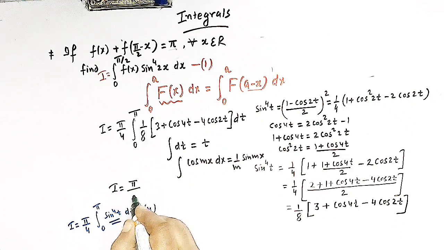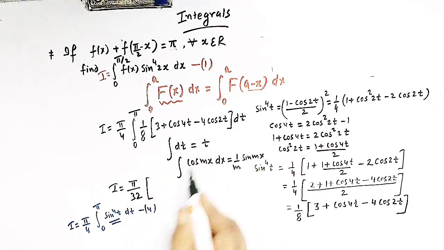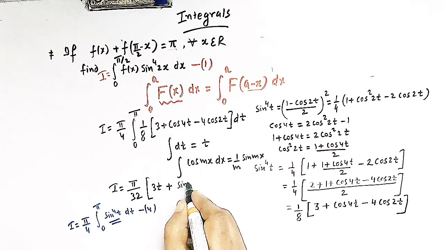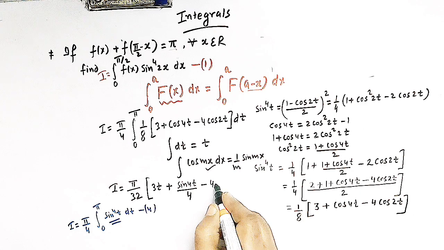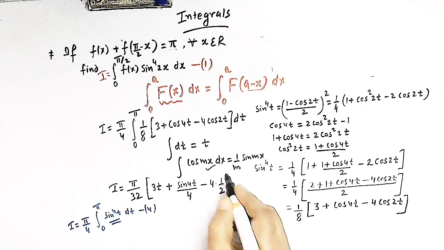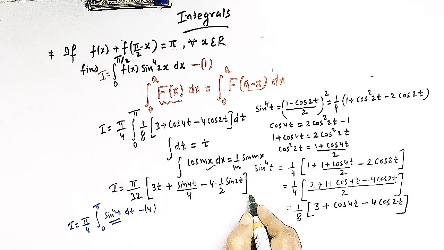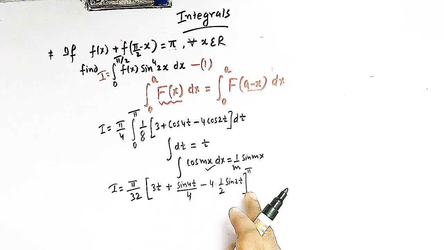So we have pi over 32, and then the integral of 3 dt is simply 3t. The integral of cos 4t is sine 4t divided by 4, and then we have minus 4 times 1 over 2 sine 2t, and the limits of integration are from 0 to pi. So now let us substitute the limits, and we'll take the difference.